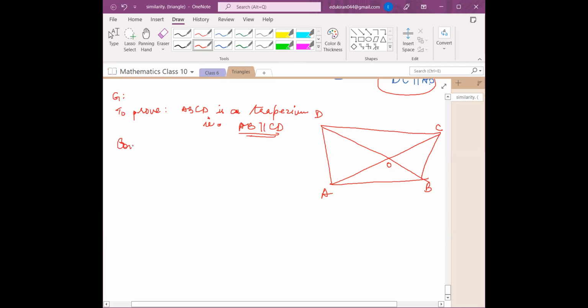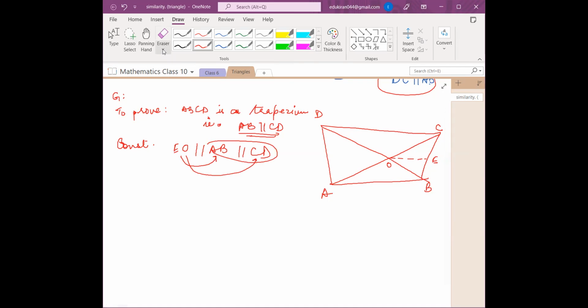So for the construction, we will draw a half line EO parallel to only one side, not the two sides. Getting the point? Let me take it E. So the construction will be EO parallel to AB. If I take the construction parallel to CD also, then EO is parallel to AB and EO is parallel to CD, so ultimately AB will be parallel to CD. So there's no point of doing the proof. I cannot take it to be parallel to both lines simultaneously. So the construction will be EO parallel to AB only. Now you can start.